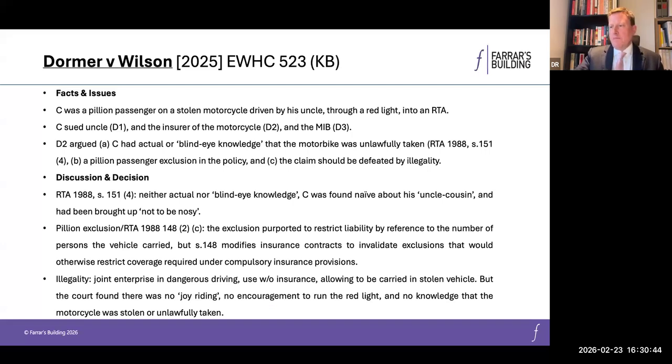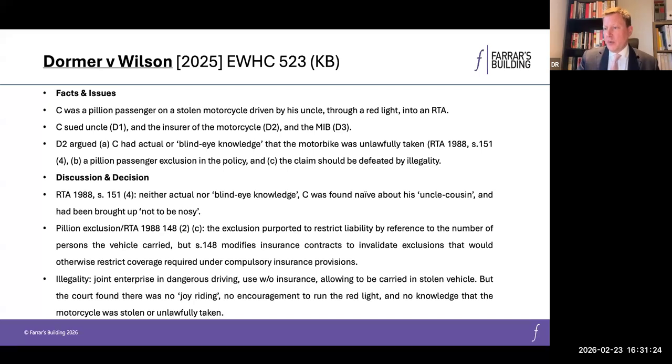Moving on to a case which deals with a number of RTA insurance and perhaps illegality principles. Dormer and Wilson is interesting, I think, for 3 points. Firstly, in relation to the insurer's liability for injured passengers in a stolen vehicle case, because as you'll recall, the Road Traffic Act excludes an insurer's liability to an injured passenger where that passenger has got knowledge that the vehicle has been unlawfully taken.